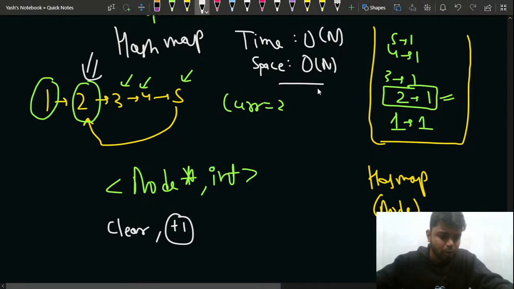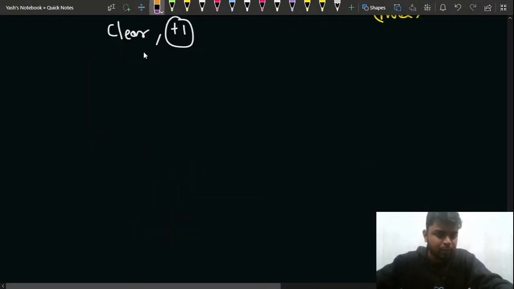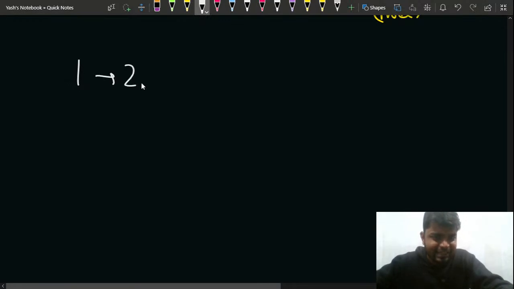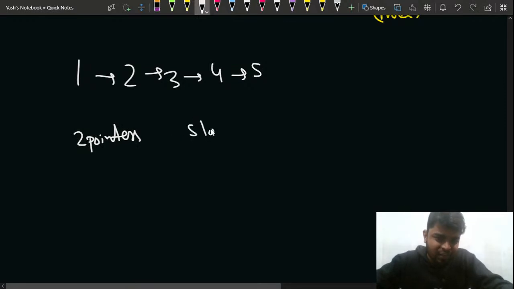Now let's move ahead with this particular question. You can use the Floyd cycle detection method. I'll tell you what it actually is. Let's say there is a linked list like this. I can have 2 pointers: a slow pointer which moves by 1, a distance of 1 node at a time, and a fast pointer.